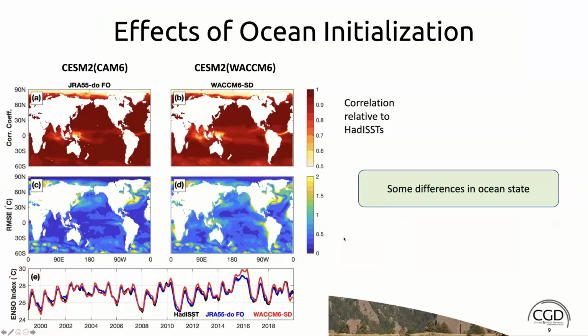So just to give you an idea how much different the ocean state is, what I have here is correlation relative to HadISST for JRA 55 DO on the left and for the WACM forced ocean on the right. And you do see that the correlations are very high, close to 1 almost everywhere, except in the tropics. In the WACM 6 SD simulations, the correlation coefficients are a little lower. And you'll also see this in the plot on the bottom where we plot the ENSO index versus observations. So the JRA 55 forced ocean is doing a really good job tracking observations, and WACM not always.